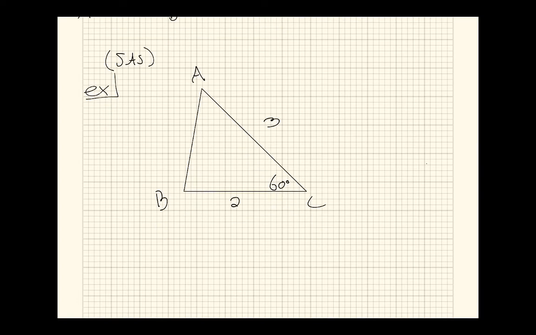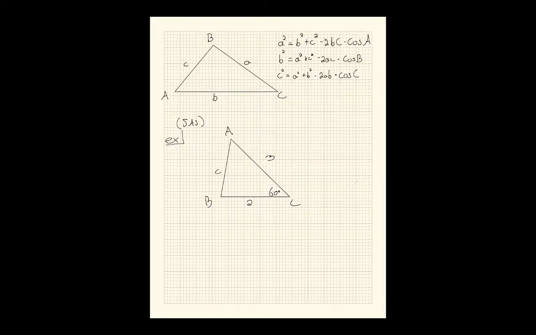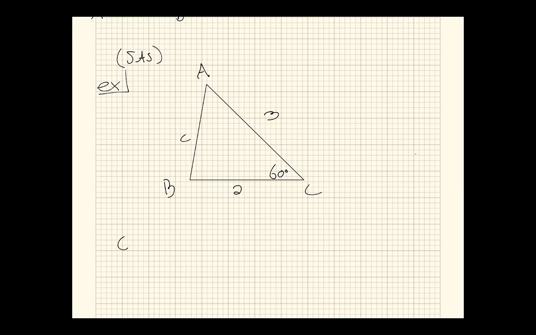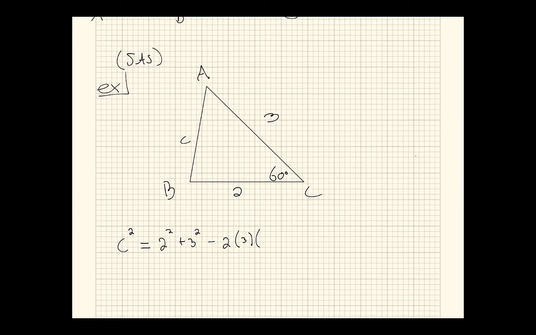Now, I'm trying to find this third side here. Okay, because I have the angle opposite of it. So we're trying to find the side opposite of this angle 60. So we'll say that's little c there. So what we are doing is taking c squared equal to the other two sides, 2 squared plus 3 squared minus 2 times 3 times 2 times the cosine of 60 degrees.